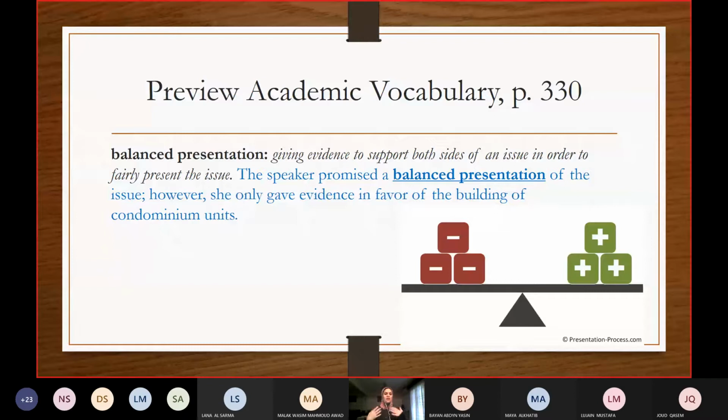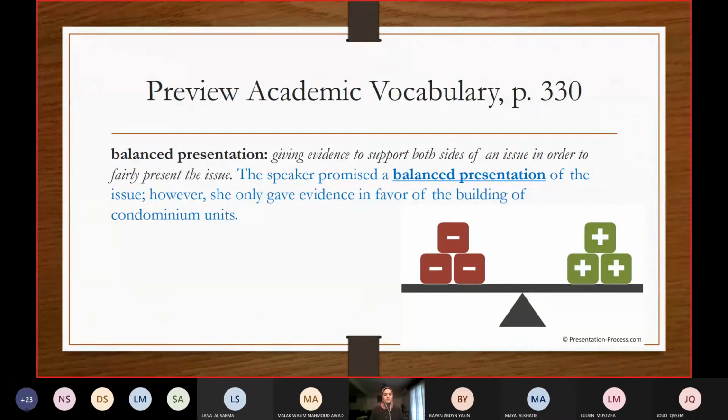When I want to talk about a topic and I have an opinion, I should support my opinion. But when I want to present a balanced presentation, I don't want to take a side of the argument. I want to make the two sides equal and let the person in front of me decide. So I am neutral. I have the pros and cons of one side and the pros and cons of the other. So it means giving evidence to support both sides of an issue in order to fairly present the issue. So the speaker promised a balanced presentation of the issue.